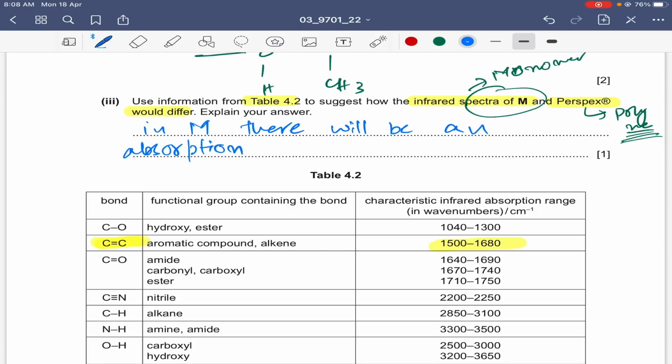Just remember this thing, avoid writing inverted peaks or peaks, write absorptions. So there will be an absorption at 1500 to 1680, which Perspex lacks, as there are no carbon-carbon double bonds. So this is how we can differ them on an IR spectra.